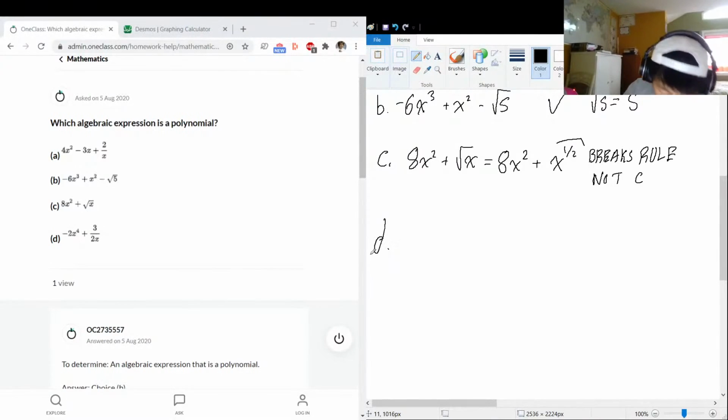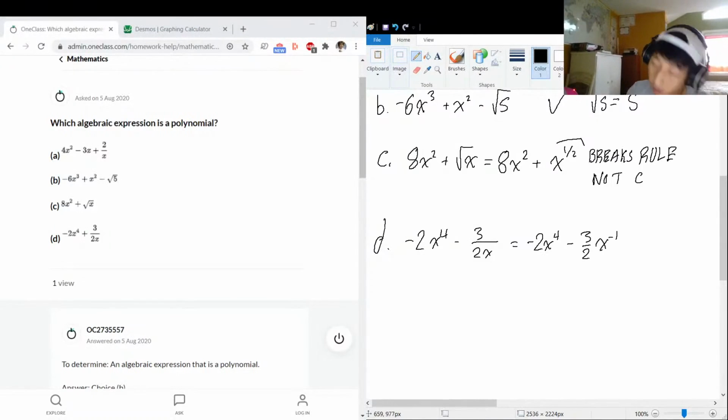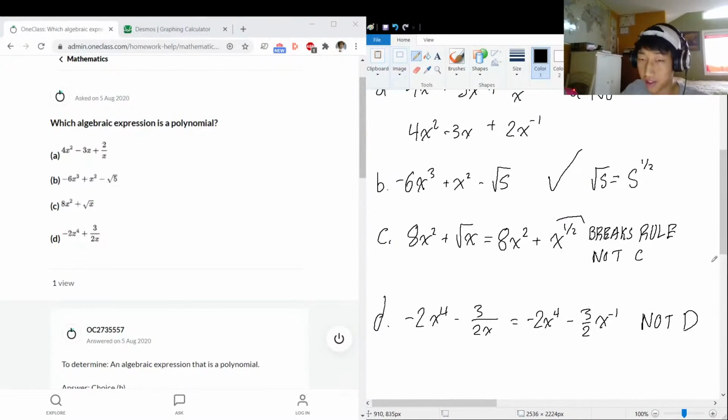Oh, and D is another one of those situations where we have negative 2x to the power of 4 plus 3 over 2 times x. When you have an x downstairs in the fraction, that just means its power is actually negative when you bring it upstairs. So let's bring the x from the denominator upstairs. We're going to have negative 2x to the power of 4 plus 3 over 2 times x to the negative 1. Uh-oh, negative power. That's a rule breaker, so it's not D. So the only thing that didn't break the rule, that's B.